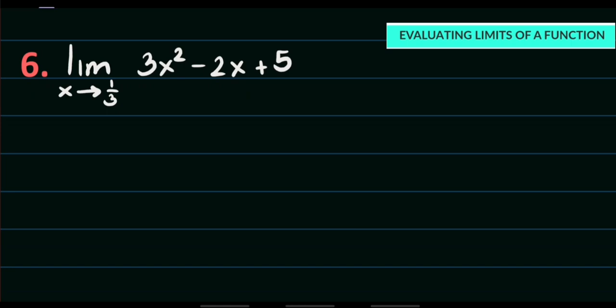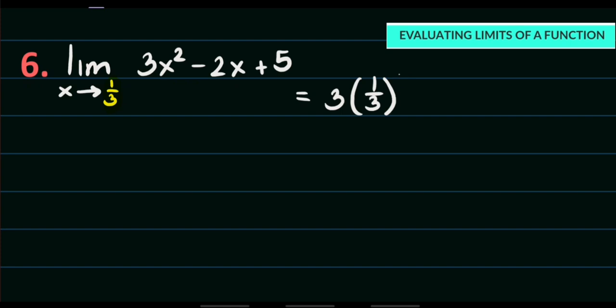Okay, as x approaches 1 all over 3. Same procedure. Let's apply substitution to solve this one. Again, substitute lahat ng x. Gagawin natin 1 all over 3. This one will give us from 3x squared to 3 times x, or 1 all over 3.